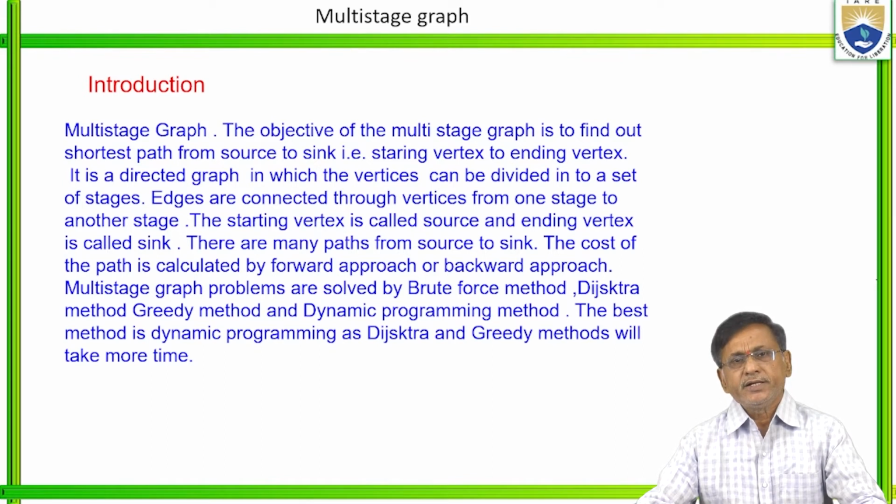It is a directed graph in which the vertices are divided into a number of stages. Edges are connected to vertices from one stage to another stage. There are many paths from source to sink. The cost is calculated from the source to sink by using two methods. One is the forward approach and the other one is the backward approach.